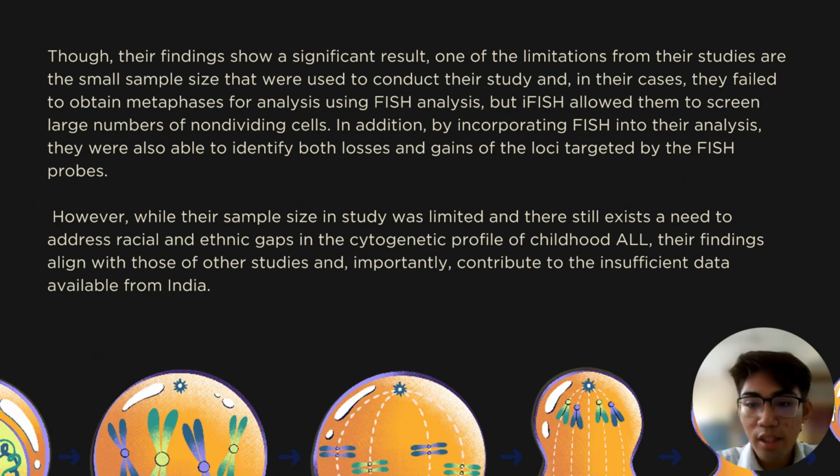Though their finding shows significant results, one of the limitations that I found in their studies is the small sample size that was used. Again, they only have 91 patients to examine this kind of disease, and in their cases they failed to obtain the metaphases for analysis using FISH analysis, but thankfully iFISH allowed them to screen large numbers of non-dividing cells. And there is also the need to address racial and ethnic gaps, and also the rise of ethical and health concerns in the cytogenetic profile of childhood patients experiencing acute lymphoblastic leukemia.